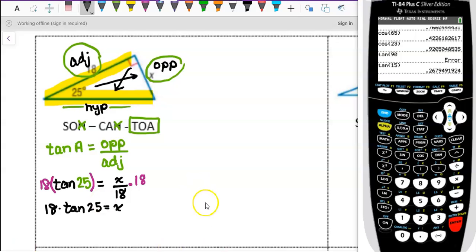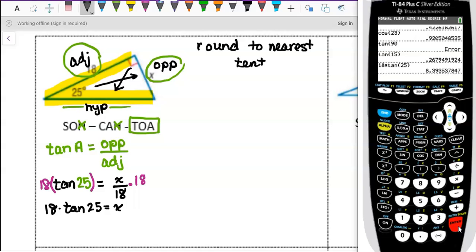Now we just grab our calculator and type that in. So 18 times the tangent of 25, and then in that parenthesis, because it started it, we have to end it. Enter. Now we check. Normally they have us round to the nearest tenth. So that's 1 decimal. So I have 8 point, let's see, 1 decimal is the 3. The next number is a 9. So that tells me to round it up. So I have 8.4 equals my x. So my missing side is 8.4 units.